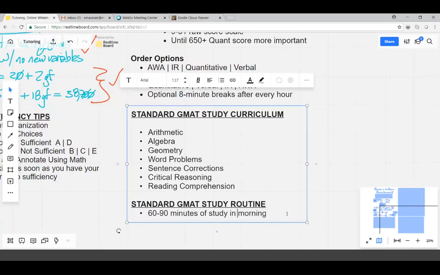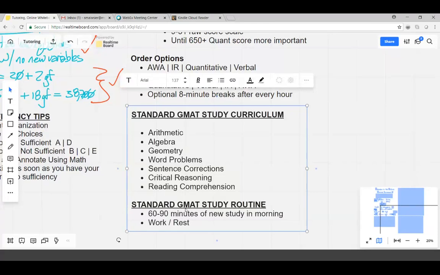And that's new study, so new practice problems, new content, or reviewing past notes if you're working with an instructor, that sort of thing. Then you want to go to work or rest, depending on if you're doing this on, say, a summer break, because I've got some students doing that right now, you may rest for a while.